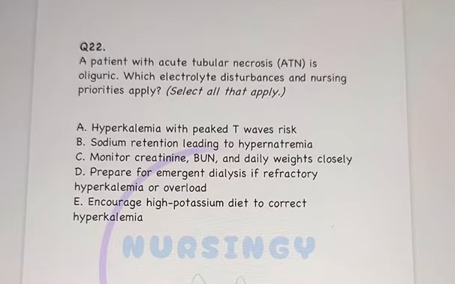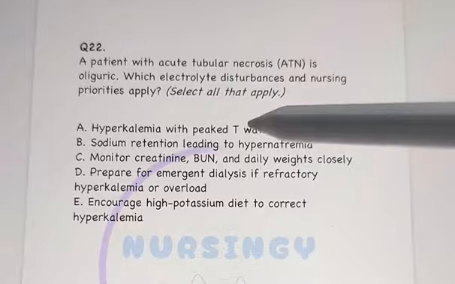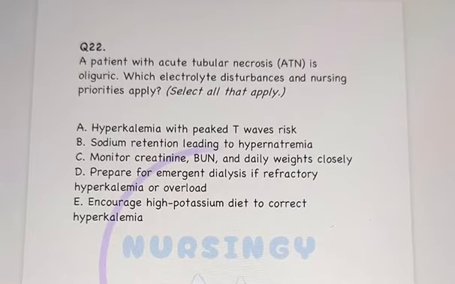Hyperkalemia with peaked T waves. A failing kidney cannot excrete potassium. Yes, and that's why there will be too much accumulation of potassium in the body and hyperkalemia will happen, and hyperkalemia will cause peaked T wave risk, due to the arrhythmias. So that's correct. What about B, sodium retention leading to hypernatremia? Is it correct or incorrect? Is sodium going to be retained or are we going to lose too much sodium? What is the kidney's function around sodium?